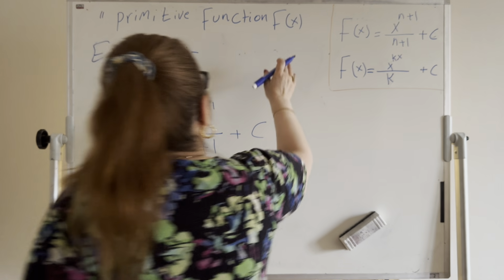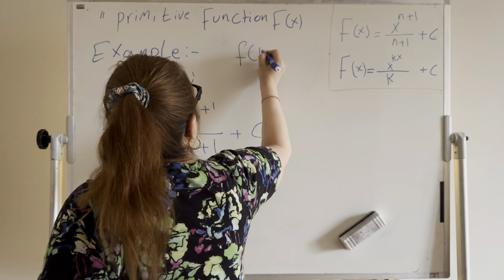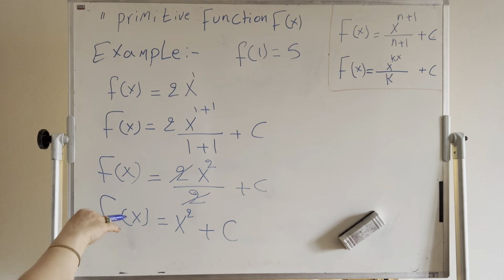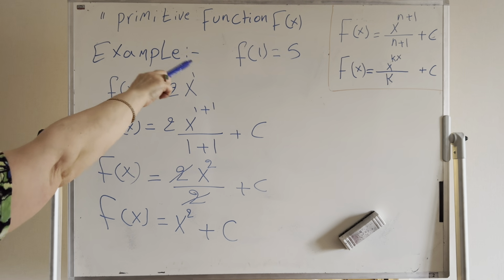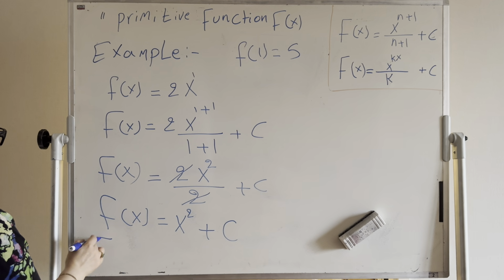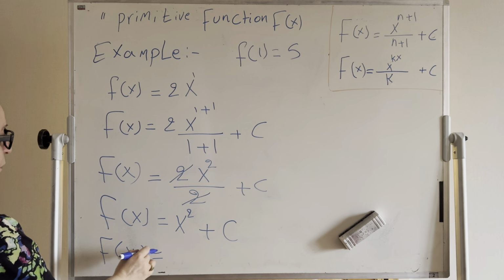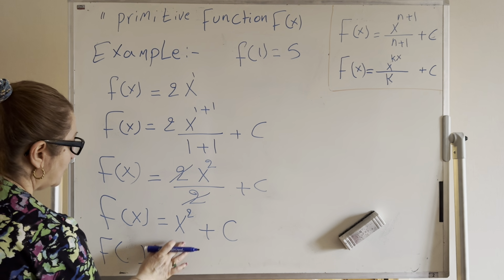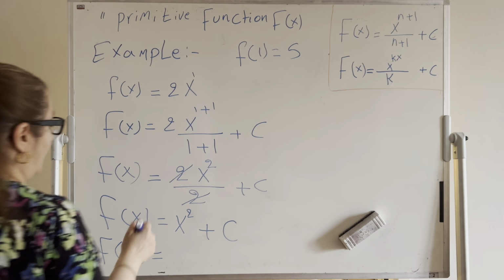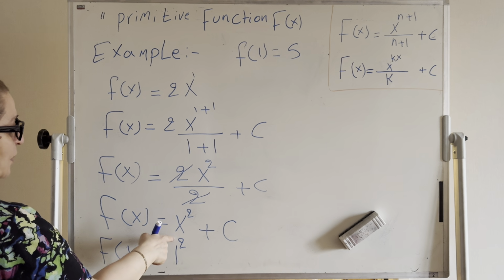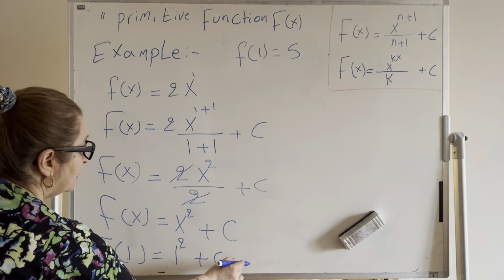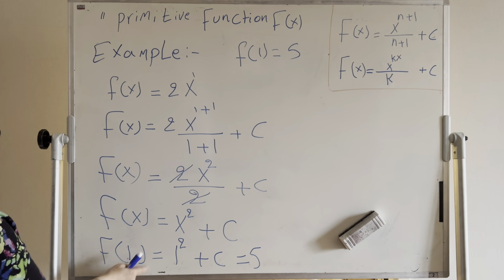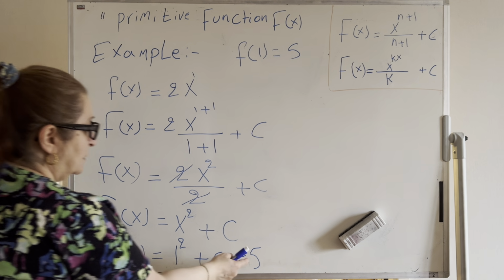Now I have the condition: when x equals 1, y equals 5. So I will find this primitive function when x equals 1 and y equals 5. The primitive function equals, instead of x I will take x equal 1, x power 2 plus c equals 5, because y equals 5. When x equals 1, y equals 5.